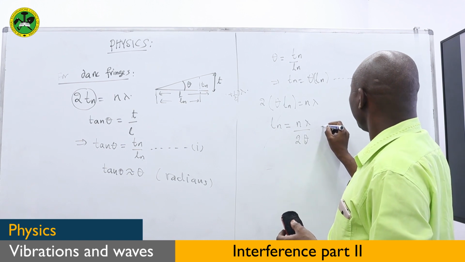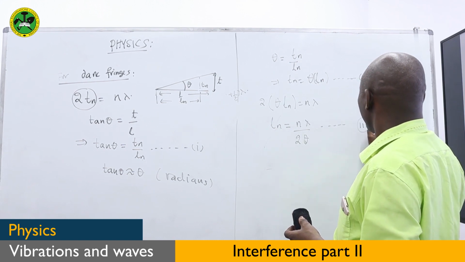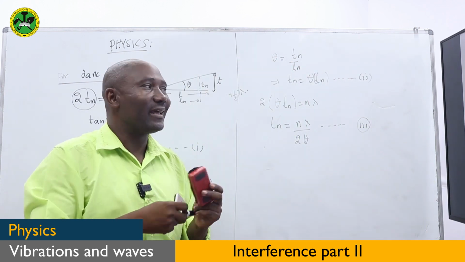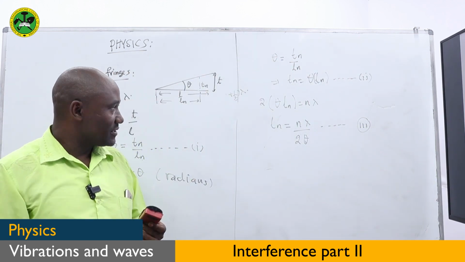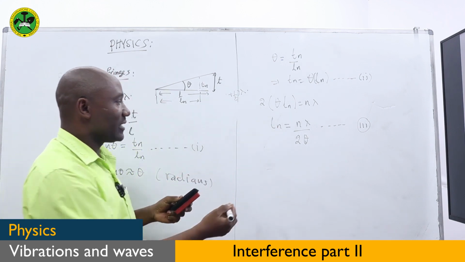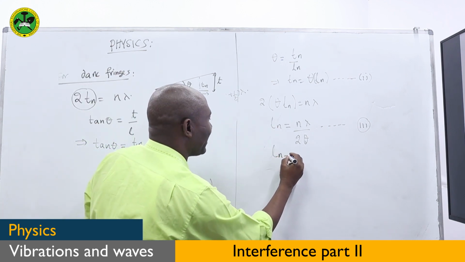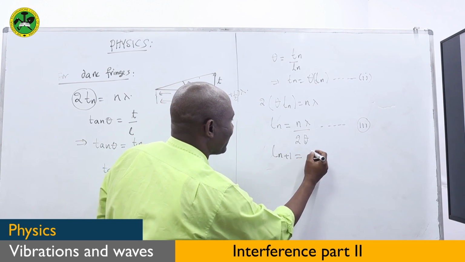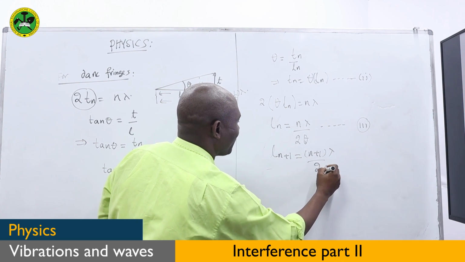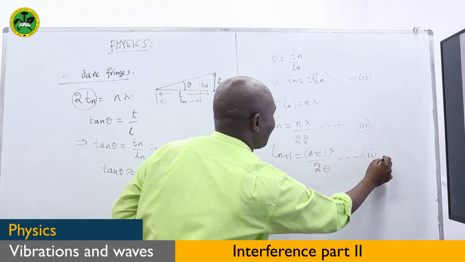Question number 3. This is the formula which is used to find the position of the nth dark fringe. Suppose this is the position of the nth dark. So the next dark will be Ln plus 1, which equals n plus 1 lambda over 2 theta, number 4.